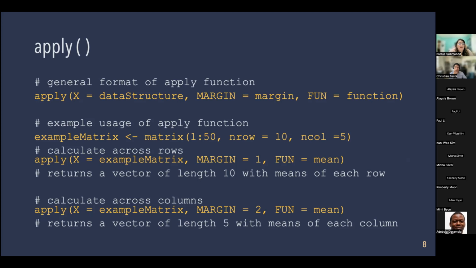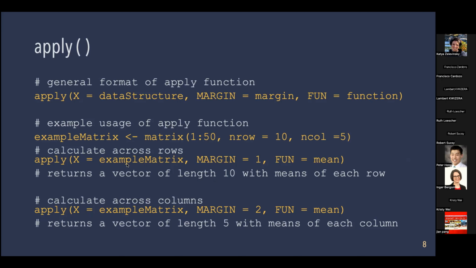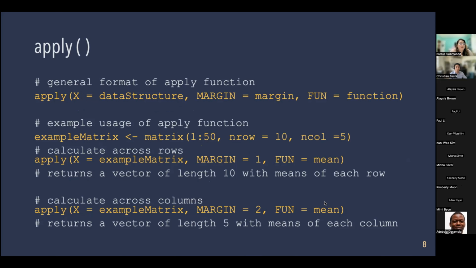Here on the slide, we see an example of how to use the apply function. We first define an example matrix here, which has 10 rows and 5 columns. And suppose we'd like to know the means of the data in each of those rows and each of those columns. We can use the apply function to determine this. In the first example here, we pass in our matrix as the data, and then we set the margin argument to 1, which indicates that we'd like the function to be applied across all the rows of the matrix. And then we pass in our function, which here is the mean function. This will return a list of length 10, which contains the mean for each of the row of our matrix.